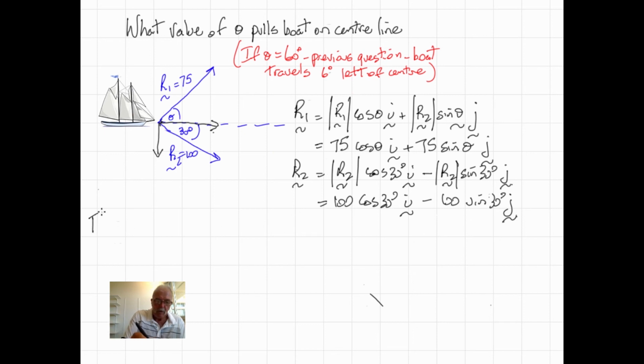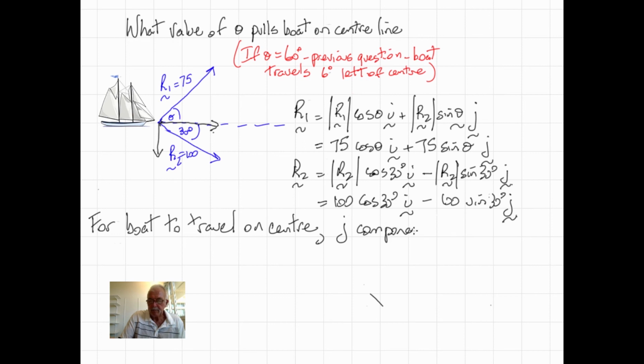So for the boat to travel on the centre, the J components are equal. So we're just talking about the absolute value of the J component. So 75 sine theta is equal to 100 sine 30.